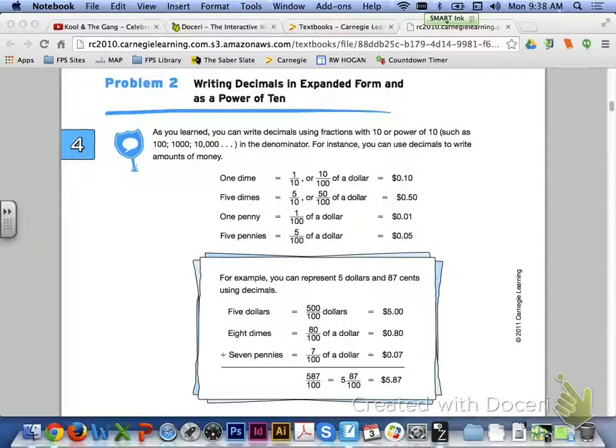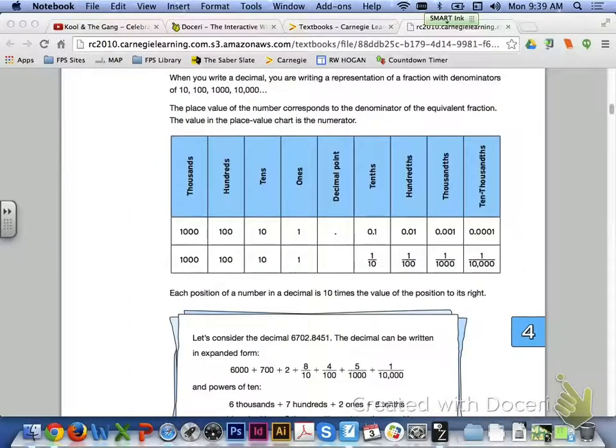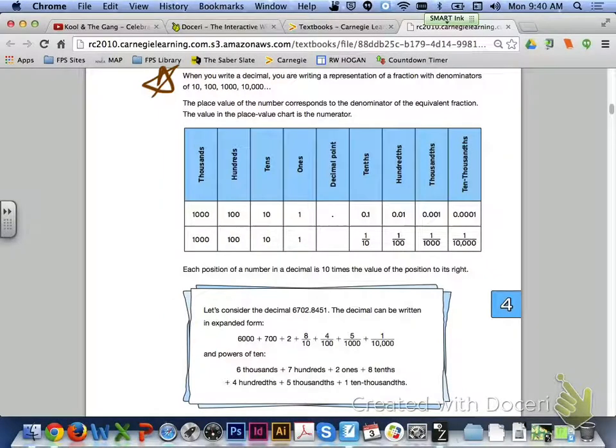Let's turn to page 232 and move on to problem number 2. In problem number 2, we are going to be writing decimals in expanded form and as a power of 10. Go ahead and turn to the top of page 233. Very important what you see up here at the top. When you write a decimal, you are writing a representation of a fraction with denominators of 10, 100, 1,000, 10,000, etc.